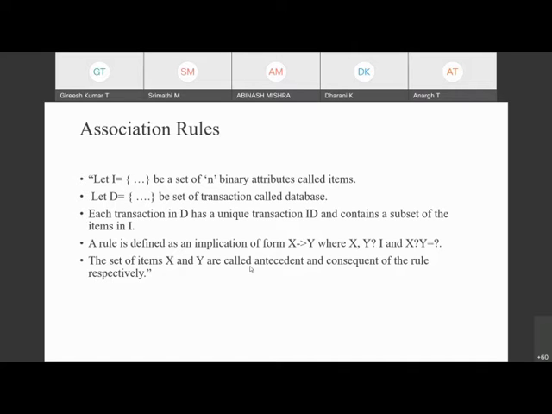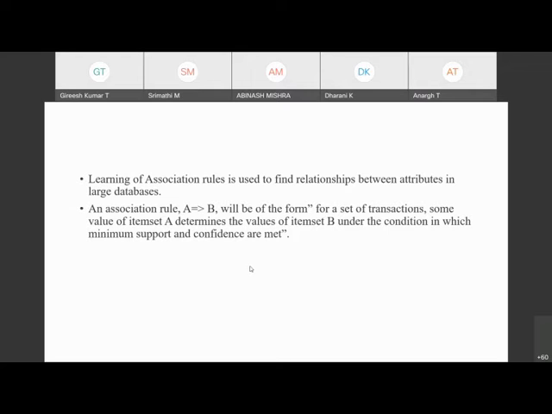So this is the concept or formal definition of association rule mining. Learning of association rules is used to find relationships between attributes in a large data set. So you may have different attributes in terms of machine learning. You have to find whether those attributes have any relationship, or what type of relationship exists between those attributes.